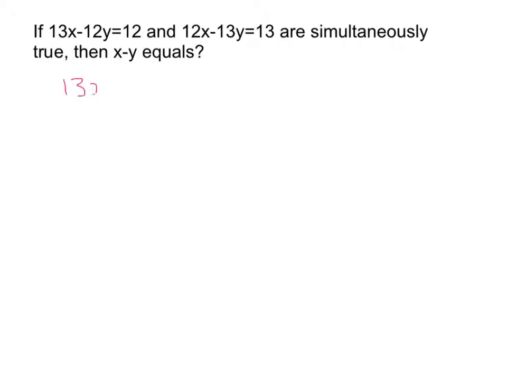13x take away 12y equals 12, and we'll call that equation 1, and 12x take 13y equals 13, and we'll call that one equation 2. Now, to solve these simultaneously, we need to look for one of the coefficients to be the same. I'm going to see if I can make the x coefficients the same, these ones here.